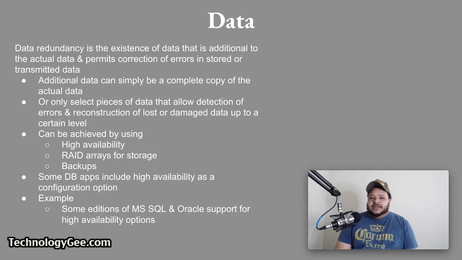Data. So data redundancy is the existence of data that is additional to the actual data and permits correction of errors in stored or transmitted data. The additional data can simply be a complete copy of the actual data or only select pieces of data that allow detection of errors and reconstruction of lost or damaged data up to a certain level. Data redundancy can be achieved by using high availability databases, RAID arrays for storage, and backups.